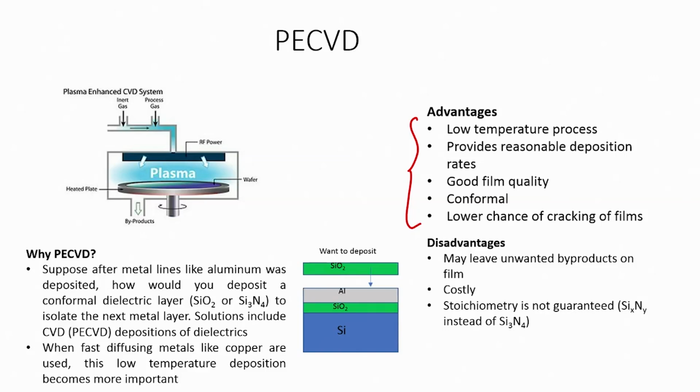While when you talk about disadvantages of PECVD, it may leave unwanted byproducts on films, it is costlier, and the stoichiometry is not guaranteed. For example, SixNy instead of Si3N4. So, we do not know exactly that it is Si3N4; we cannot really guarantee the stoichiometry. These are the disadvantages or limitations of PECVD.